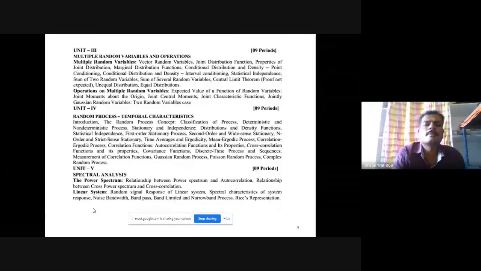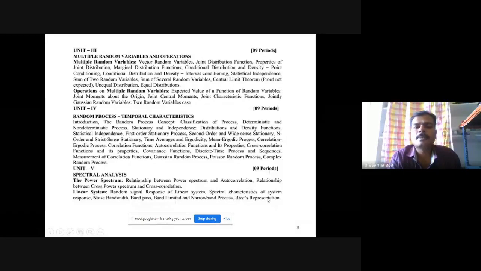Okay, so that is the topic that we study in the fifth unit, the final fifth unit. Okay, that is the final topic. In that we study the random signal response of a linear system, and finally what we use is the Rice representation. The Rice representation is named after a scientist. It's a technique to represent linear systems and their random input and output signals.